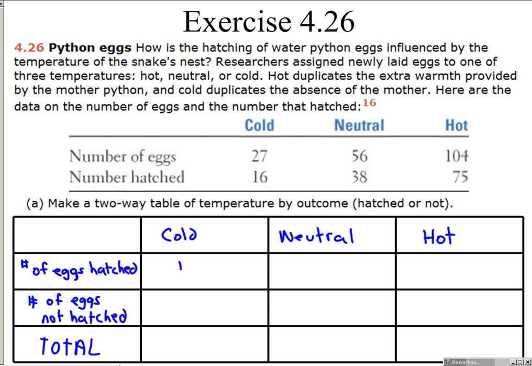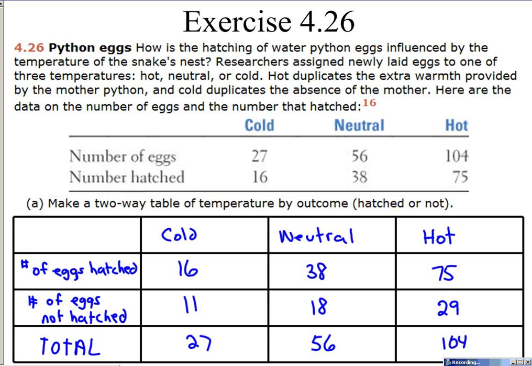The number of eggs that hatched in cold water was 16. The number that hatched in the neutral water was 38. And the number that hatched in the hot water was 75. The number that didn't hatch, well, take 27 minus 16. That means 11 did not hatch in the cold water. Take 56 minus 38. 18 did not hatch in the neutral water. And 104 minus 75 means that 29 did not hatch in the hot water. And then if we add those up, we should get back to our totals of 27, 56, and 104.